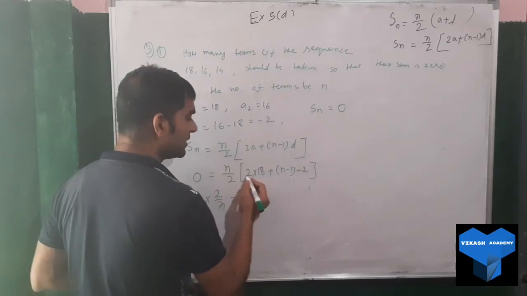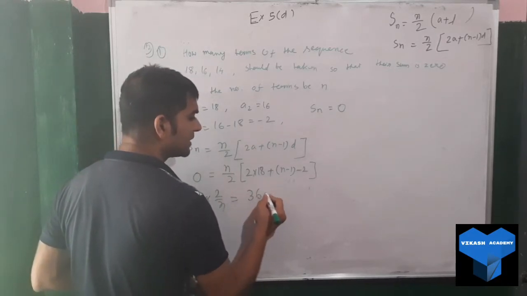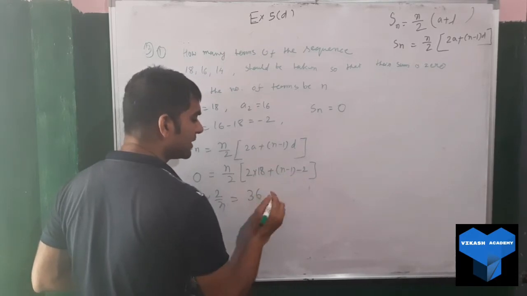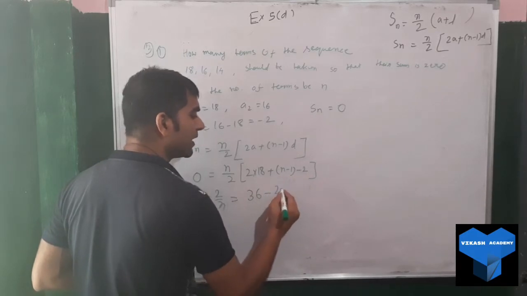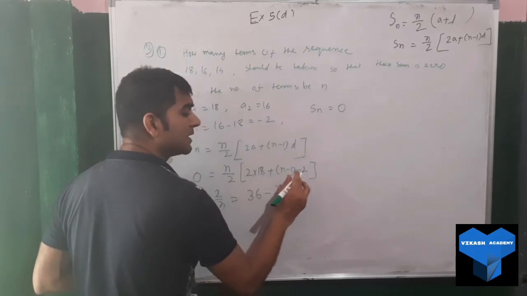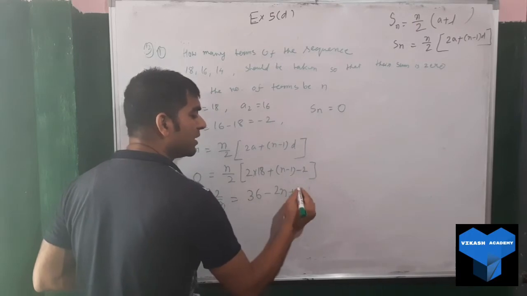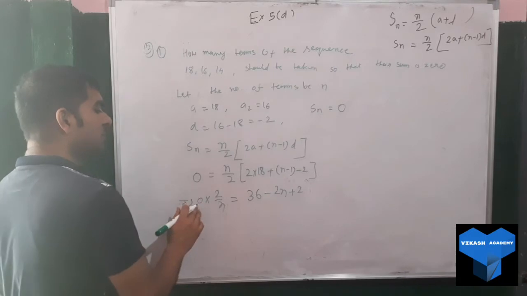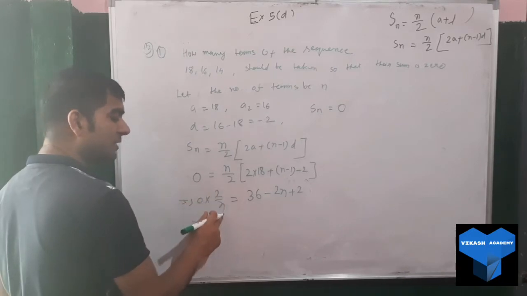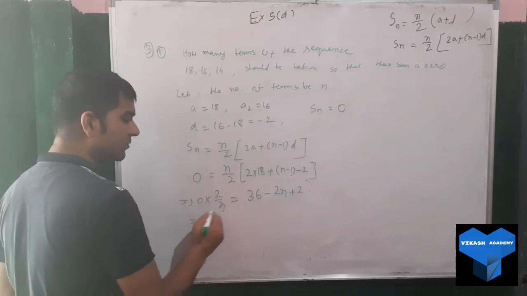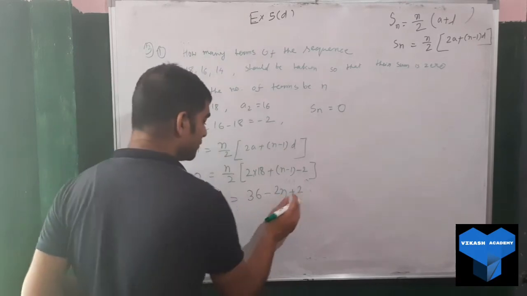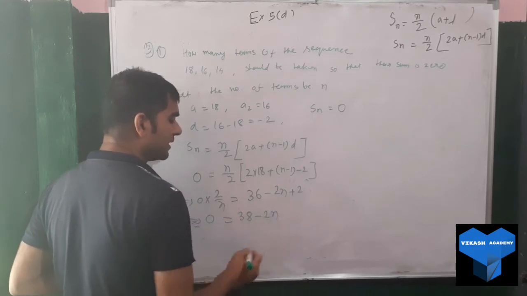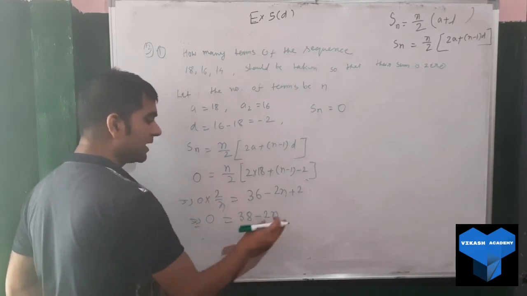Then 18 into 2, we get 36 here. Plus into minus, we obtain minus 2 into n, minus 2n. Minus into minus is plus, 2 into 1 we have 2. We can close the bracket or write it like this. Now 0 into 2 will be 0, and 0 by anything will be 0. Then 36 plus 2 will be 38, minus 2n.